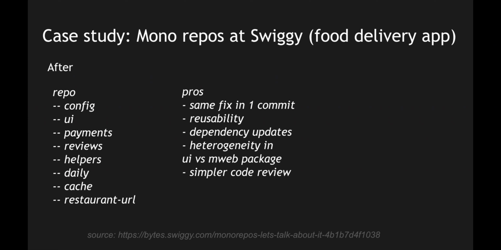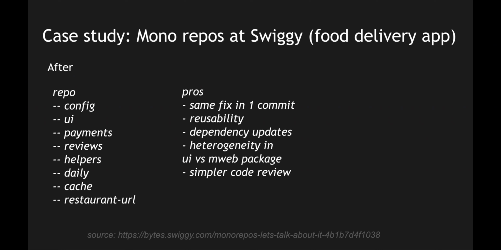They were able to commit the same fix for both desktop and the mobile web in just one commit, which was a huge bottleneck for them earlier. Reusability created a lot of flexibility in terms of reusing components across both the UIs. Dependency updates in terms of webpacks were easily handled with Monorepo because they could just update in one go and create different artifacts from the same update.